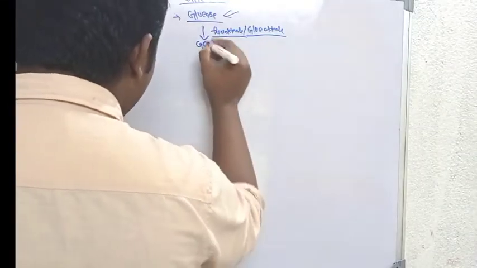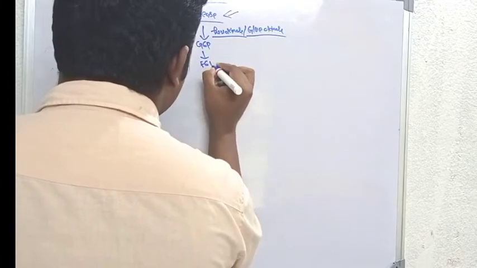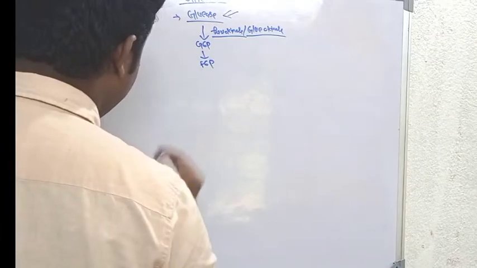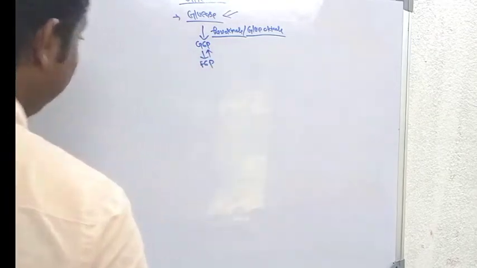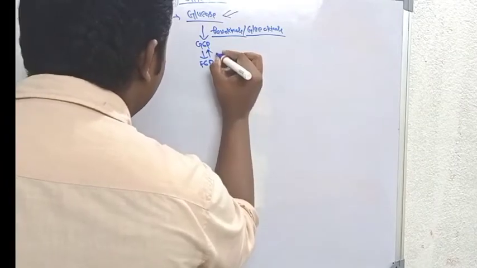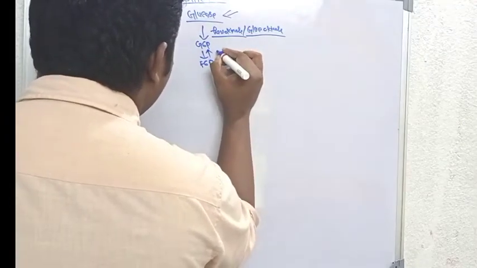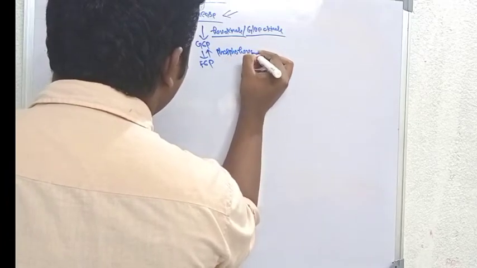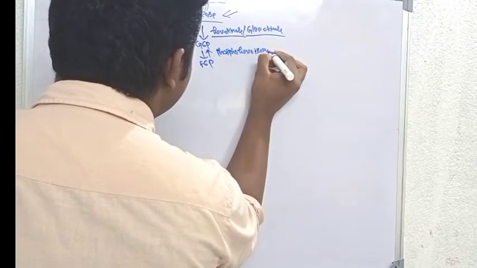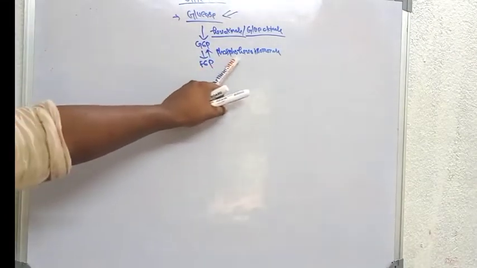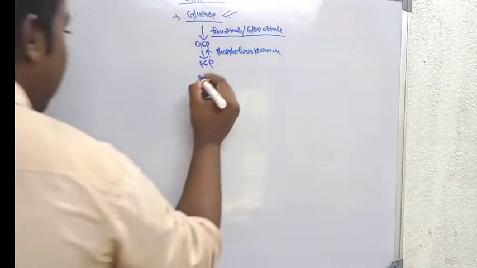Another step is that glucose 6-phosphate is converted to fructose 6-phosphate, or F6P in short form. This is a reversible step, and this step is catalyzed by an enzyme called phosphohexoisomerase. This is a simple isomerization reaction. Glucose is an aldohexose and fructose is a ketohexose. So this is an isomerization reaction.